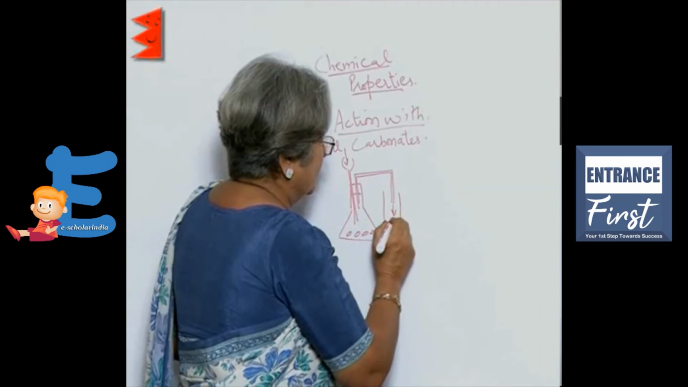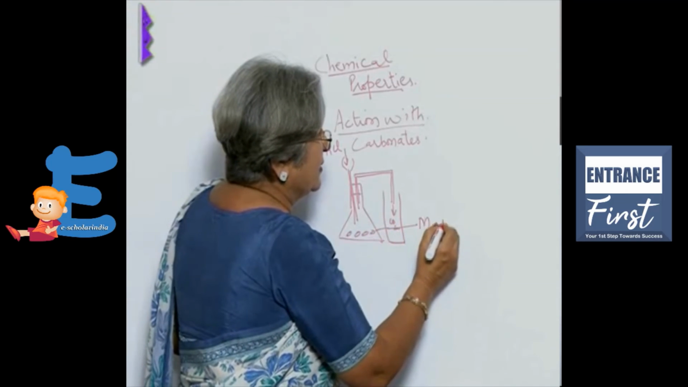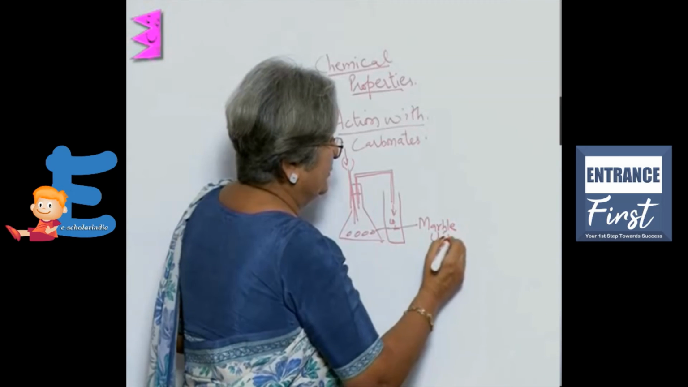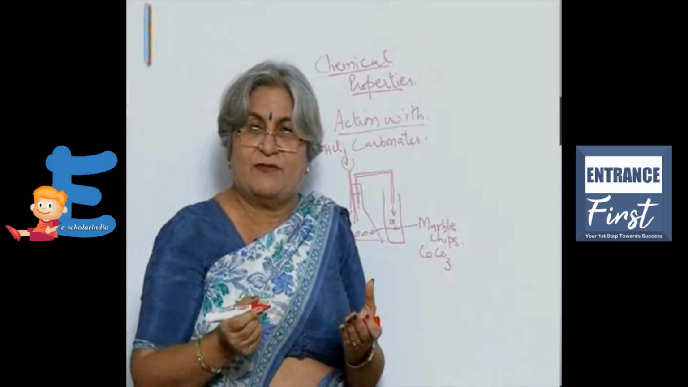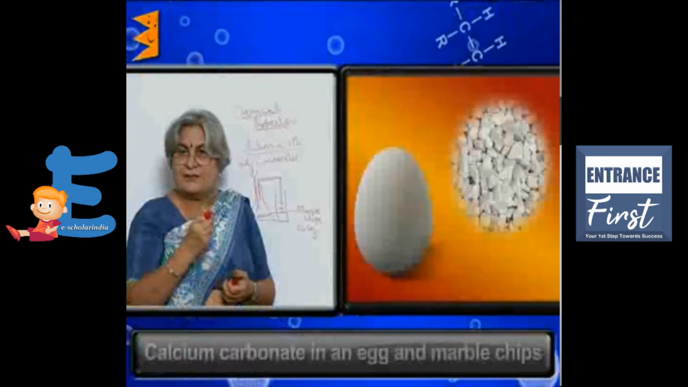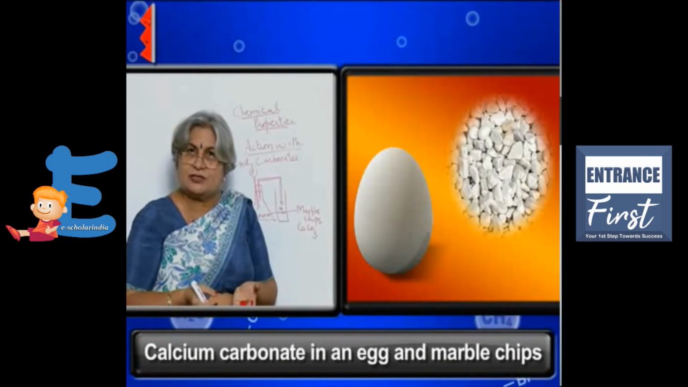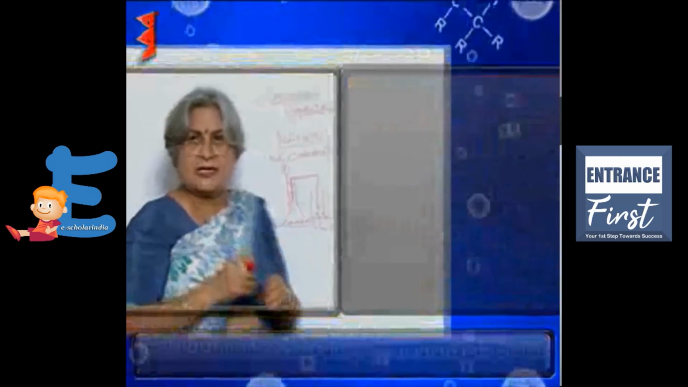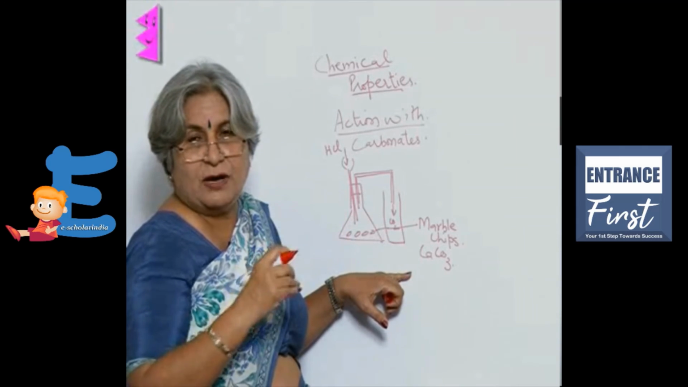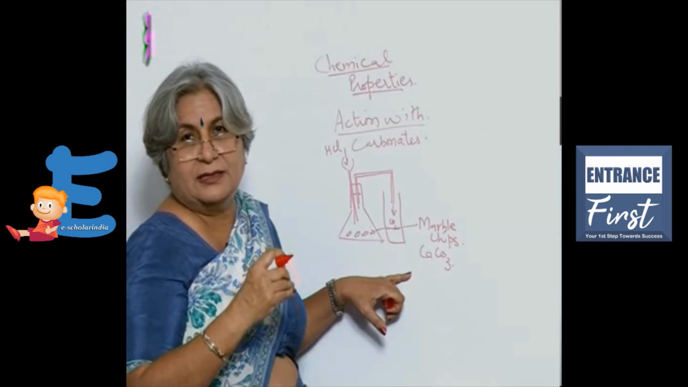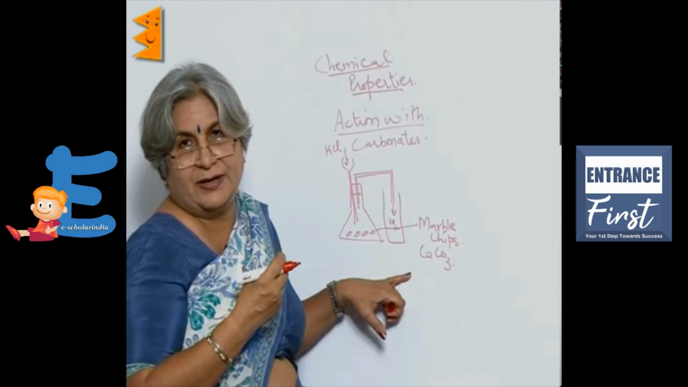Now why does this happen? You see, marble chips are calcium carbonate. Calcium carbonate can be found in many ways. Limestone is also calcium carbonate. Marble chips are also calcium carbonate. Eggshell is also calcium carbonate. So in all these cases, when acid is poured over it, we get a colorless gas which on passing through lime water turns lime water milky. This is a very, very popular and common test for testing carbon dioxide.